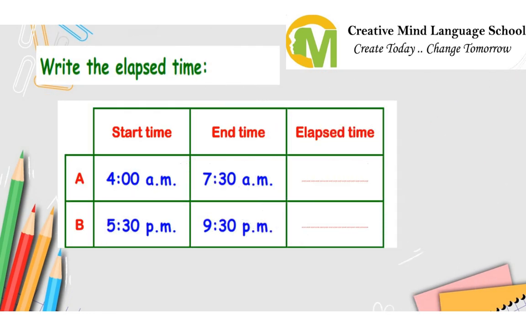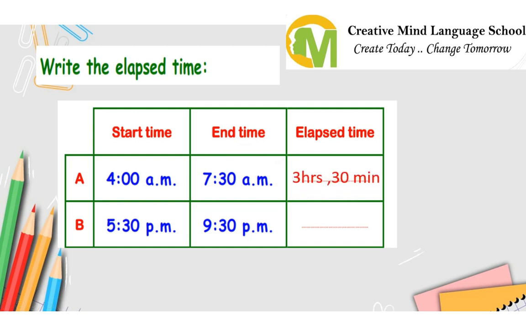For example, write the elapsed time. Number A. Start time at 4 a.m. and the end time at 7:30 a.m. The elapsed time is the time between start and the end time, from 4 to 7:30. After 4, 5, 6, 7, 3 hours and a half. Yes, so the elapsed time equals 3 hours and 30 minutes.